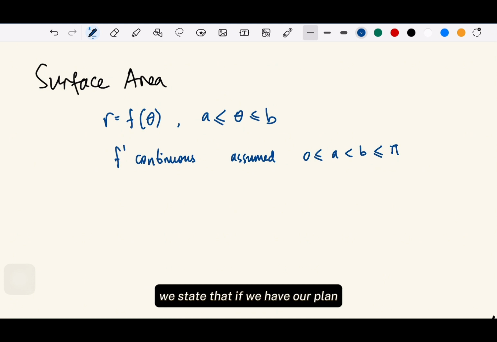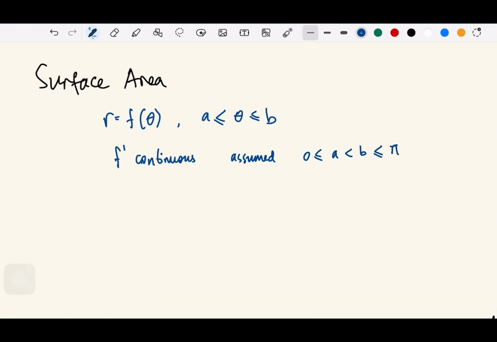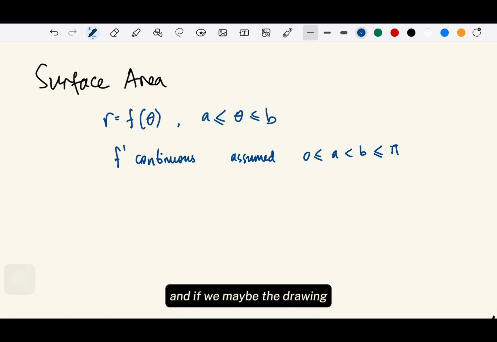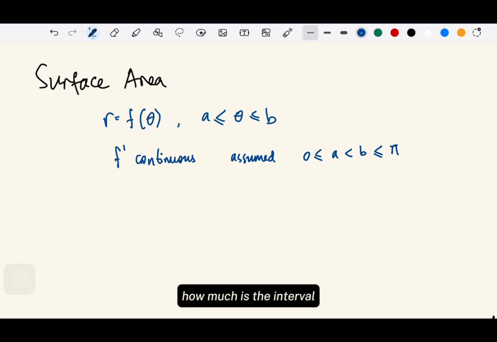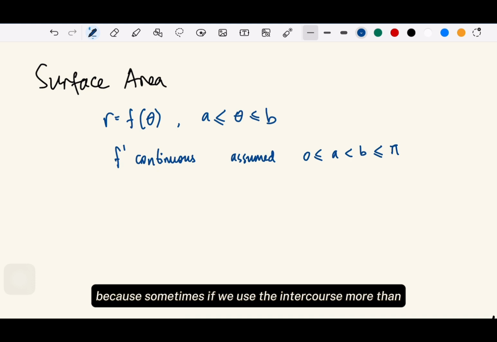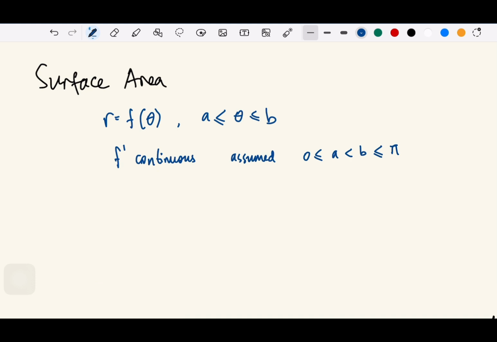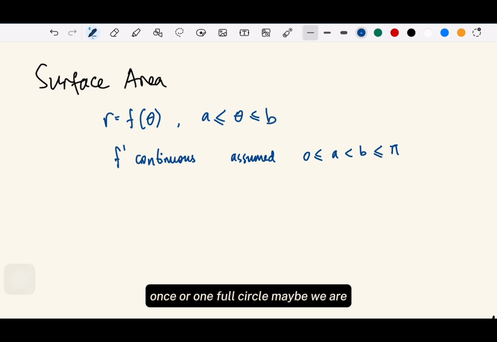Okay, we state that if we have an arc length, and maybe the drawing has some loops, we need to mention that when the point moves one time, how much is the interval? Because sometimes if the interval is more than one full circle, maybe we are making the arc length twice bigger than the original one. So it's important to assume for the surface area to have this half circle.